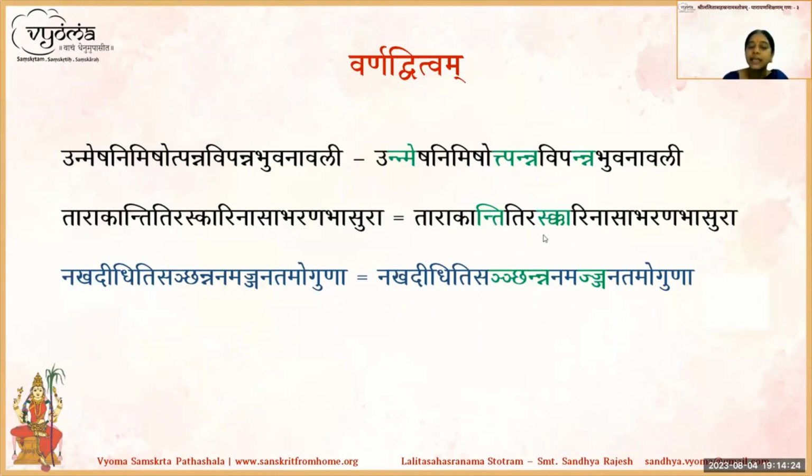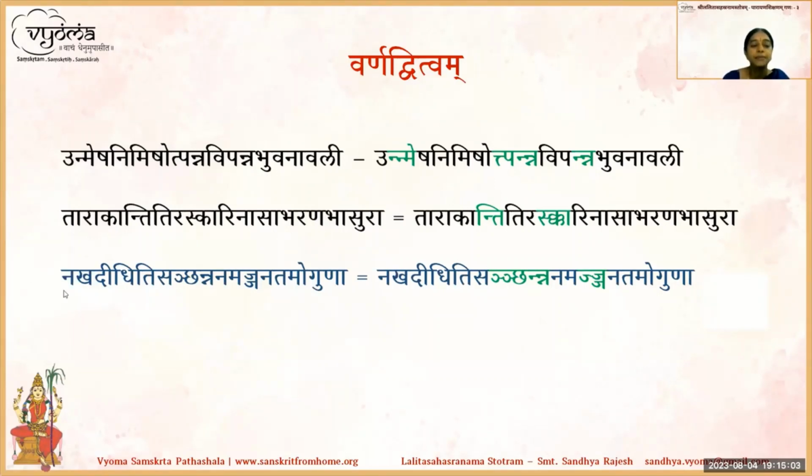Then we have tiraskari. So tiraskari, ska is also a samyuktakshara. Followed by ka. So there is a slight variation here. In this case, instead of sa, ka gets doubled. There are sutras associated with this, which is a little more advanced. Depending on the position of the consonant and which letter is preceding or succeeding, the doubling is applied. So in this case, we have ka getting doubled. Tiraskari nasabharana bhasura. So, this is the second example.